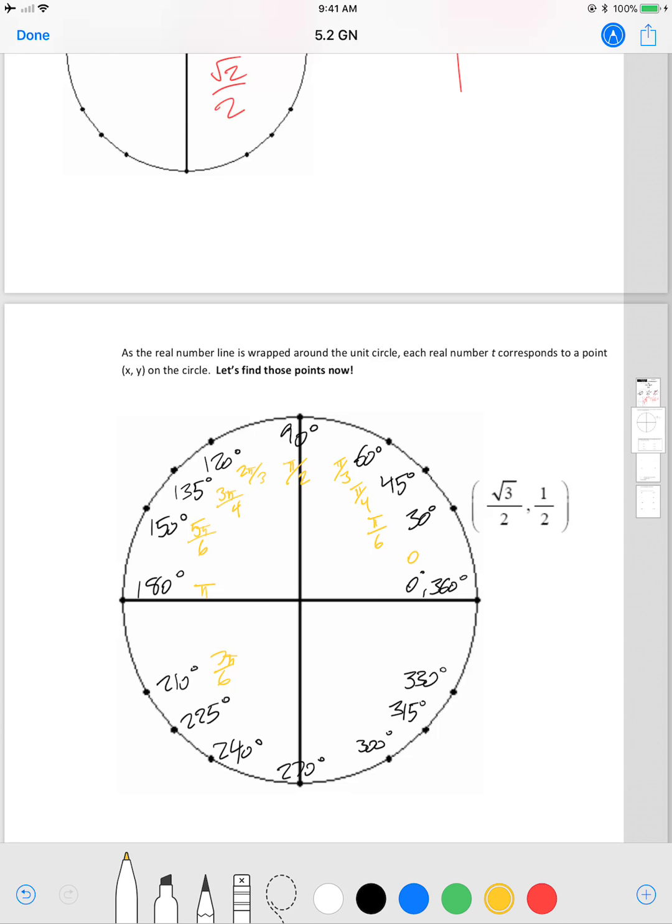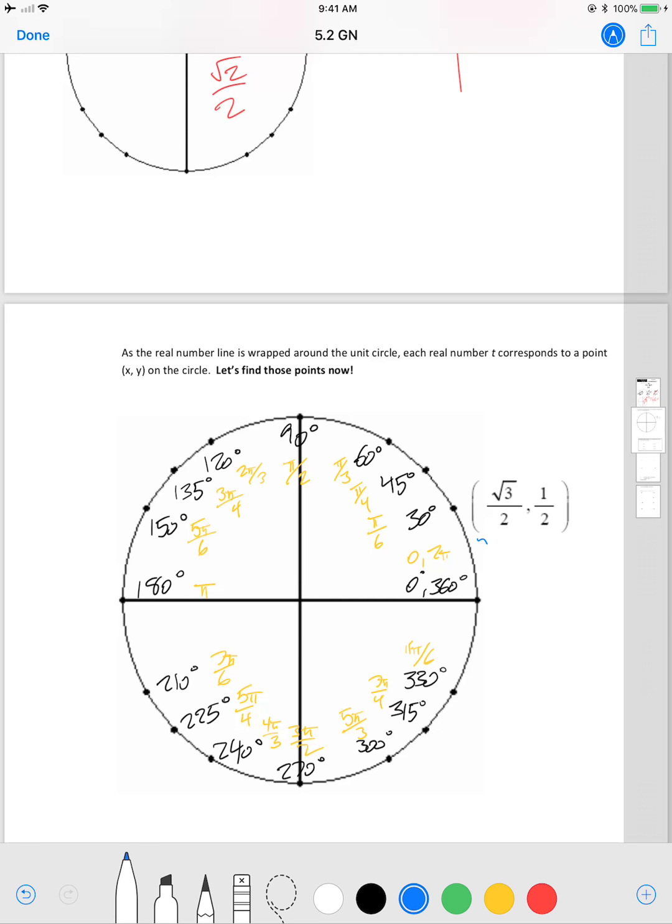7 pi over 6. 5 pi over 4. This is 4 pi thirds. 3 pi over 2. This is 5 pi thirds. This is 7 pi fourths. 11 pi over 6, and then back at 2 pi. So those are the radian measures along the unit circle. And we can get our points.